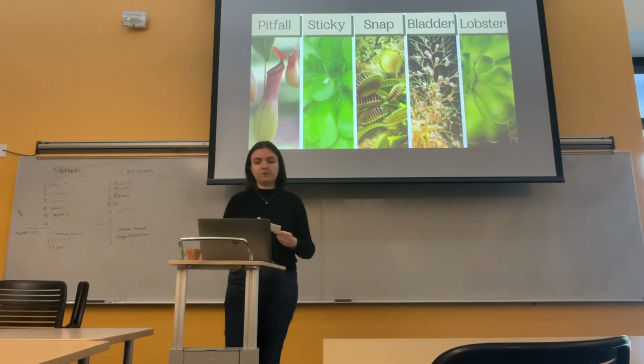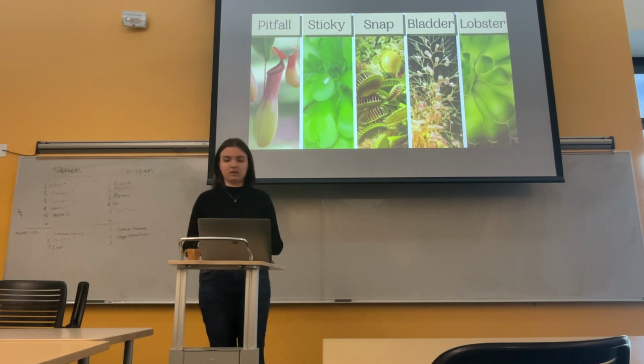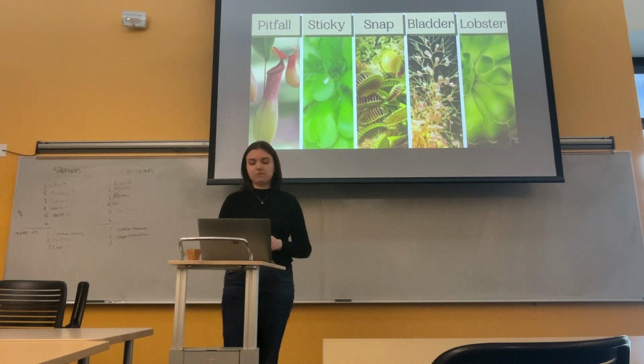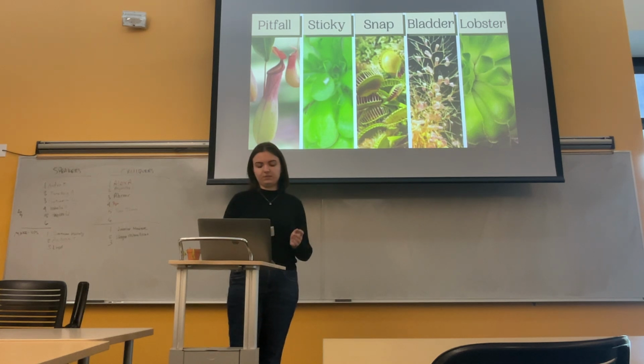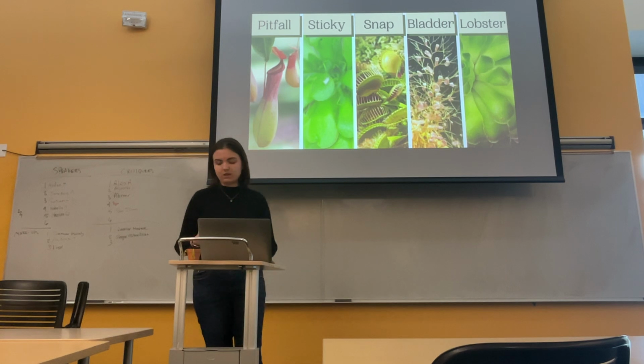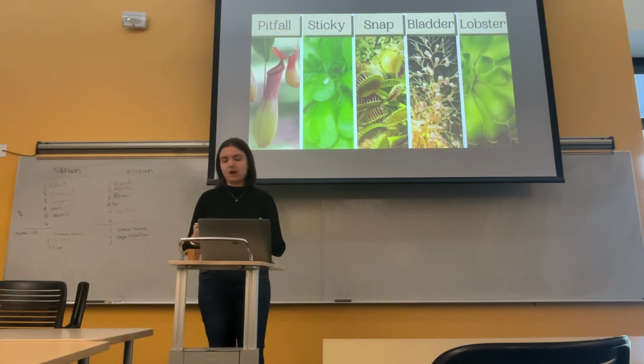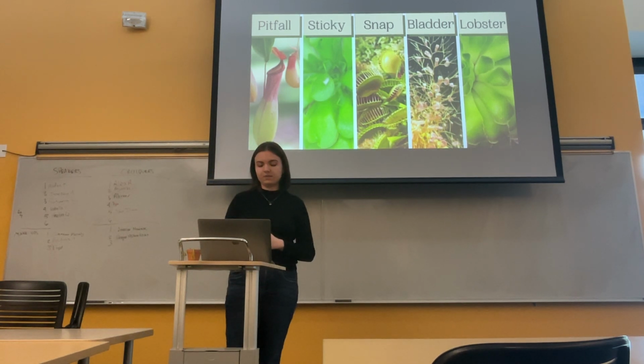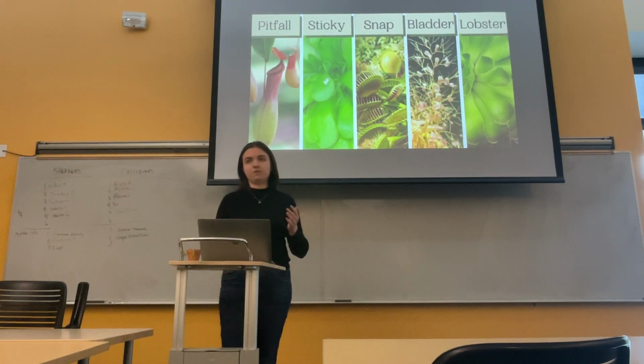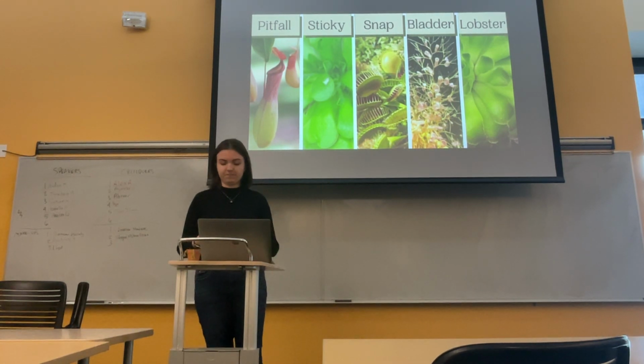Passive traps include the pitfall, the sticky, and the lobster pot traps. Pitfall traps rely on their prey tripping on their slippery substances and falling into their traps, whereas sticky traps have a sticky coating to trap their prey to the surface of the plant, and lobster pot traps are open traps with hairs that allow their prey in but not out.